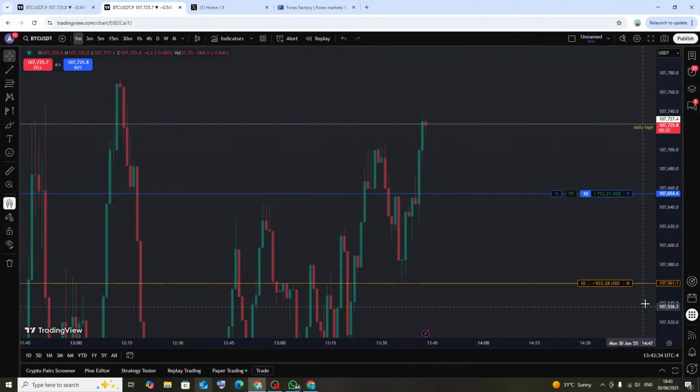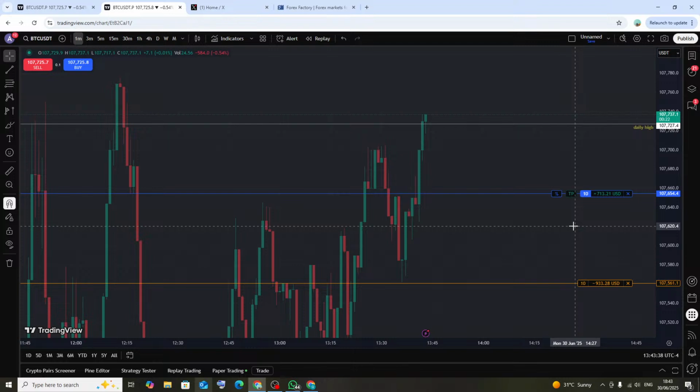I'll put my stop loss, you can put your stop loss below this low now, at 107,620.